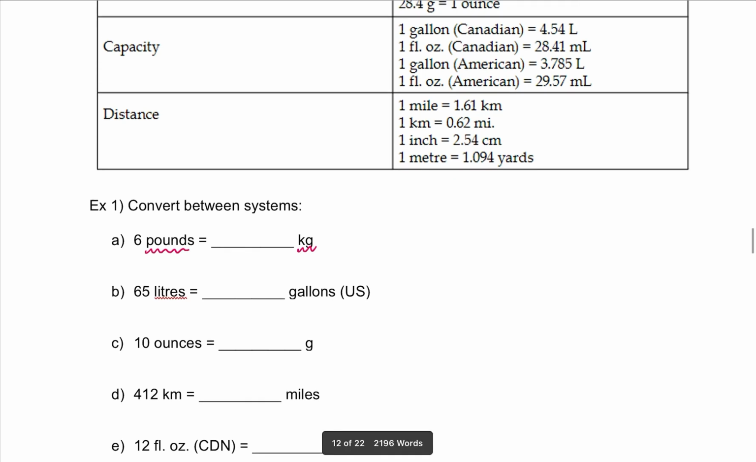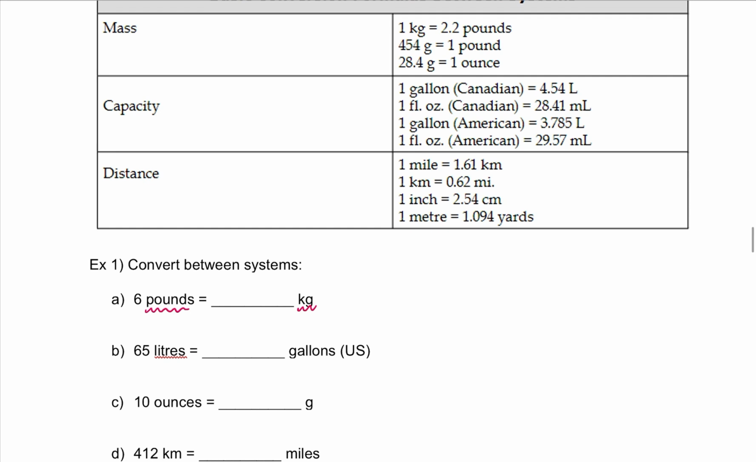So I'm going to look up here at my conversions, and I'm going to look for any conversion between pounds and kilograms. For the first question, we're going to use this conversion here. How we set this up is a little bit different. We start with 6 pounds, and then we write times, and then we put a little fraction line. We're always going to set it up this way.